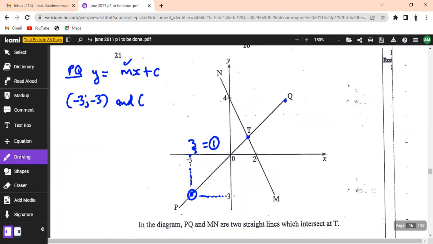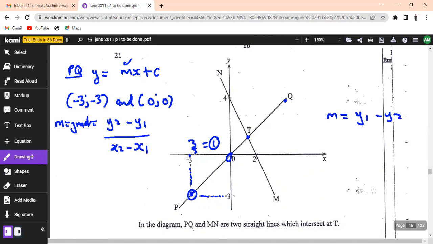And another point on this line that we can see is this one, which passes through the origin. Why? Because I told you guys, the coordinates at the origin are 0, 0. Whenever you are working with the origin, it is 0, 0. So I can obtain a gradient from these two by using the formula for gradient, which is the change in y over the change in x, y2 minus y1 over x2 minus x1. Someone can use y1 minus y2 over x1 minus x2, which is still one and the same thing.